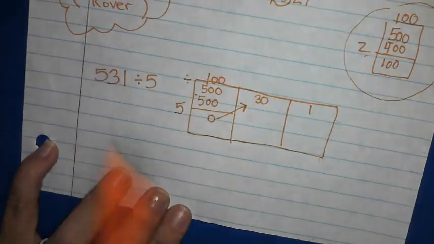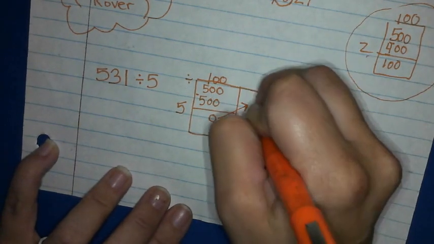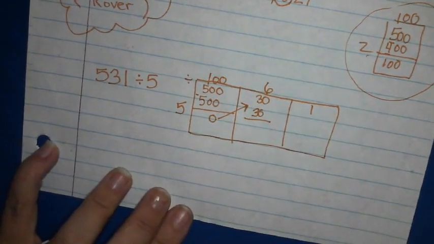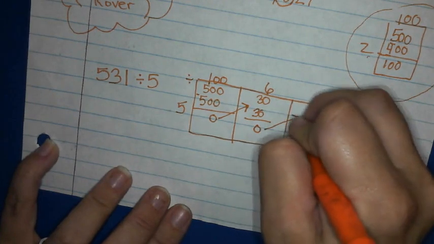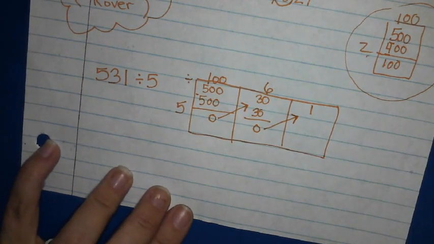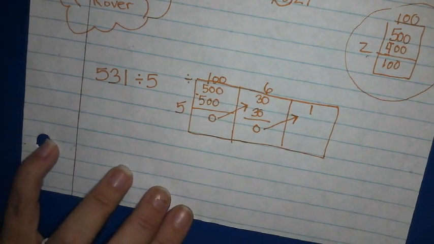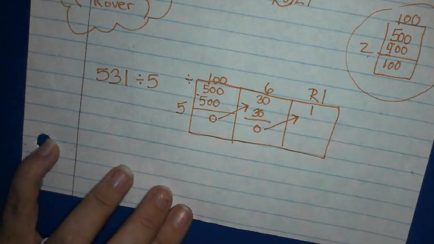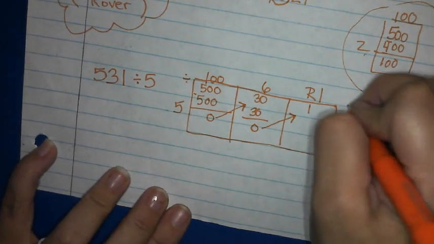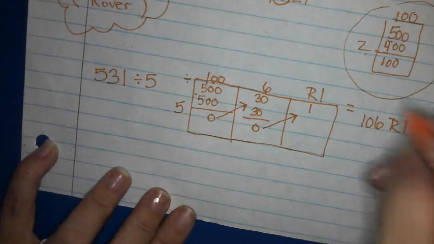First person we talk to is Dad. Dad says divide. We can get exactly 30 if we multiply by 6. So 0 left over. Bring it on up. Adding 0 plus 1, so all we have is 1. Now, we can't make a group of 5 with only one thing. This is where Rover comes in. Rover would just have 1. So our final answer for this would be 106 with a remainder of 1.